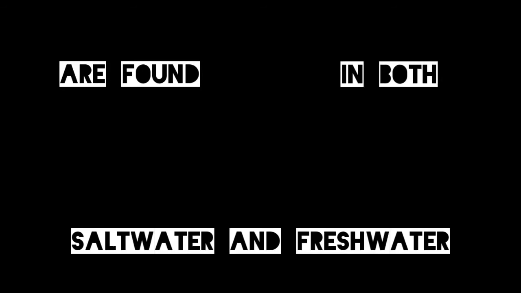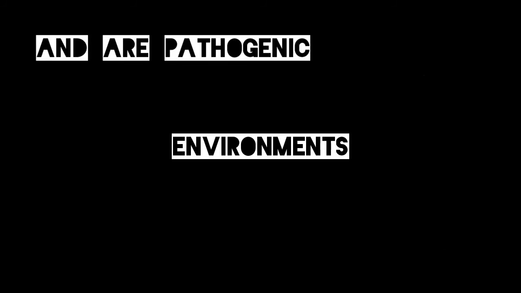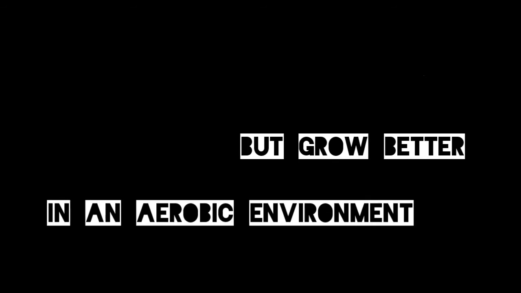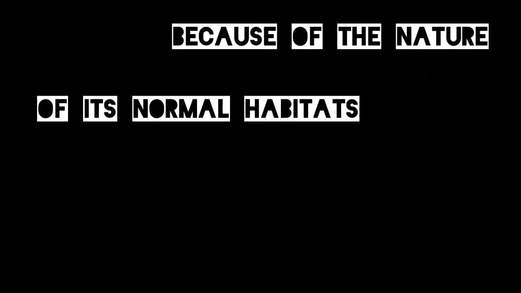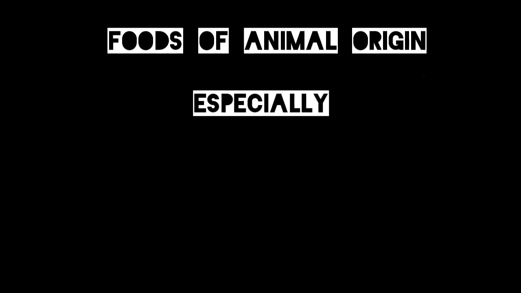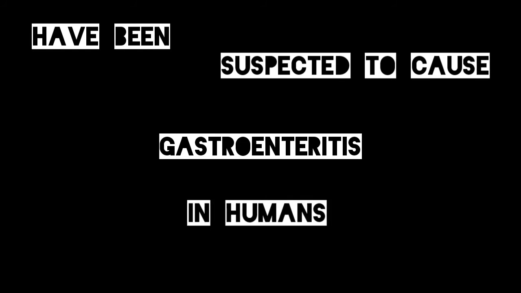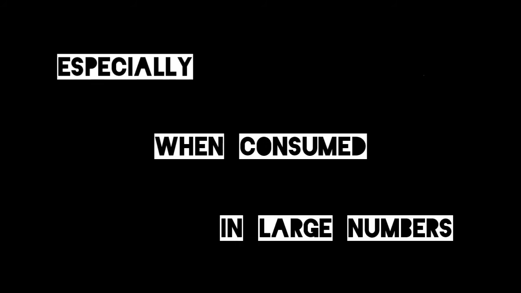First is Aeromonas hydrophila. These species strains are found in both saltwater and freshwater environments and are pathogenic to fish. Their growth temperature ranges between 3 and 42 Celsius. They are facultative anaerobes but grow better in an aerobic environment. Because of the nature of its normal habitat, hydrophila is found in many foods, especially foods of animal origin. Hydrophila strains have been suspected to cause gastroenteritis in humans, especially when consumed in large numbers and when individuals have impaired health.